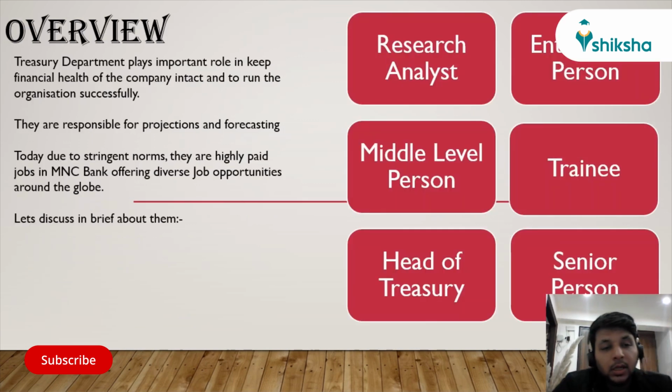So moving on to the hierarchy. The Treasury Department plays a very important role in keeping the financial health of the company intact and running the organization successfully. They are responsible for projections and forecasting, cash flow projection, cash flow forecasting. Today, due to stringent norms, Basel 1, Basel 2, Basel 3, Basel 4, they are highly paid jobs in MNC banks, offering diverse jobs and opportunities across the globe.